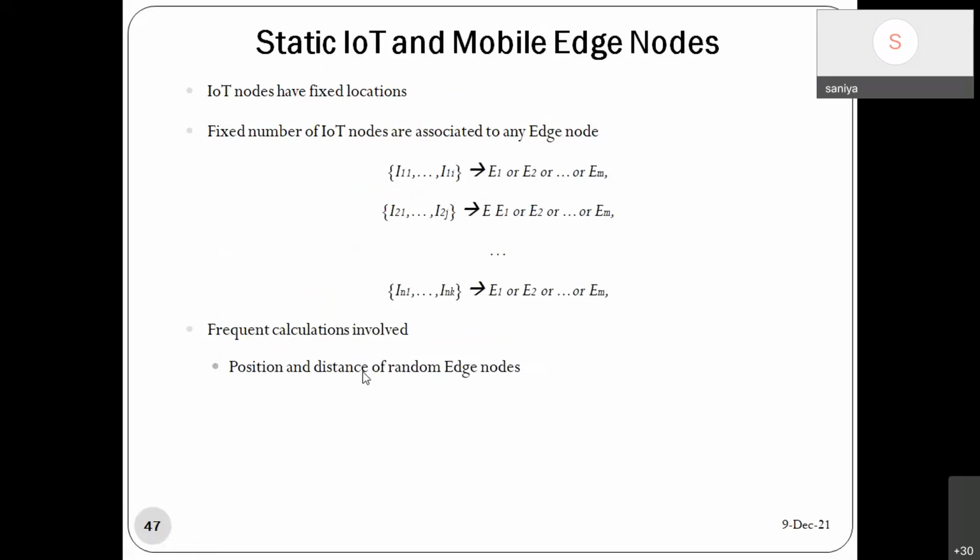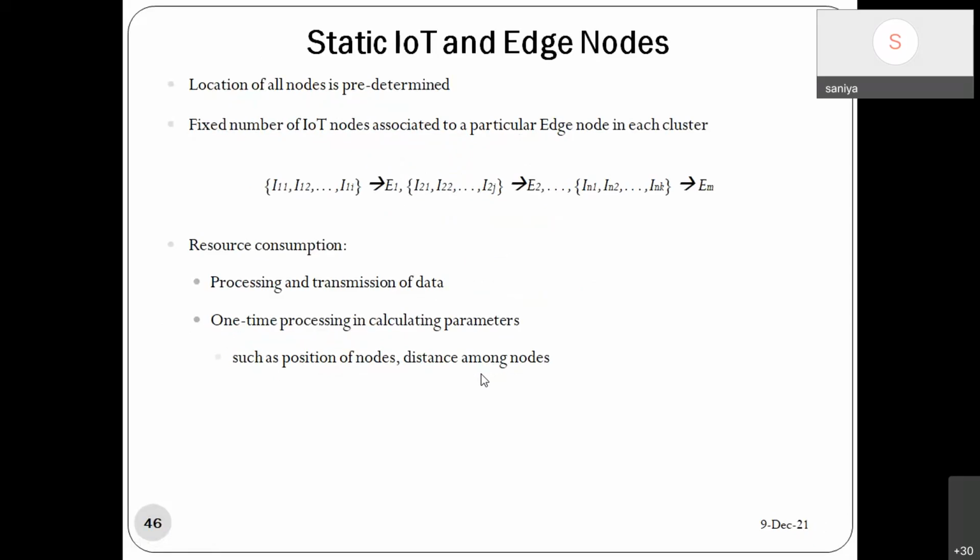The second scenario that we have is static IoT and mobile edge nodes. IoT nodes have a fixed location, so a fixed number of IoT devices are associated to the edge. Every time you have to calculate the position and distance of the random edge nodes, not the IoT nodes, because the IoT nodes are fixed. So here the degree of randomness is more as compared to the previous scenario.